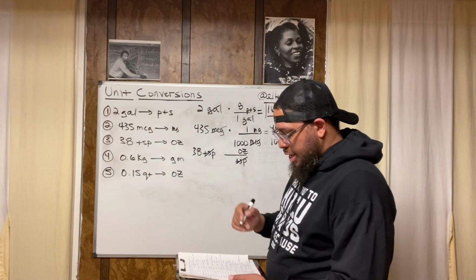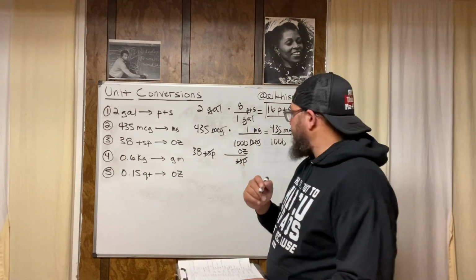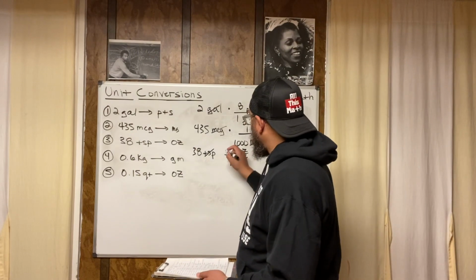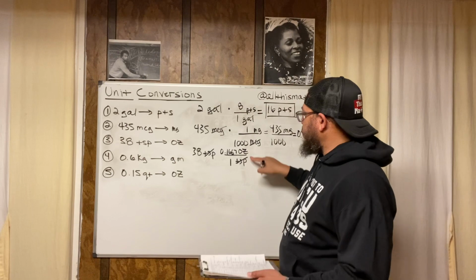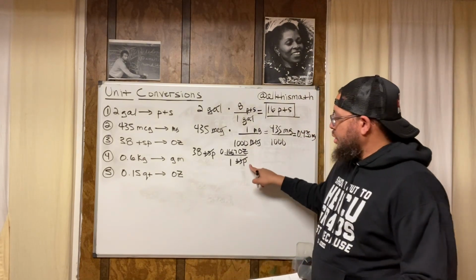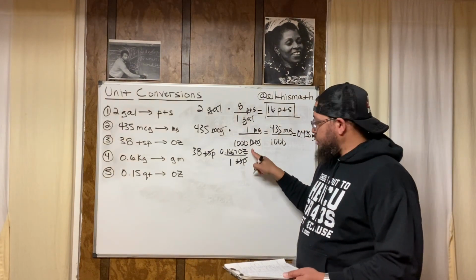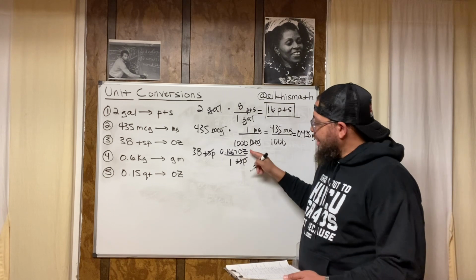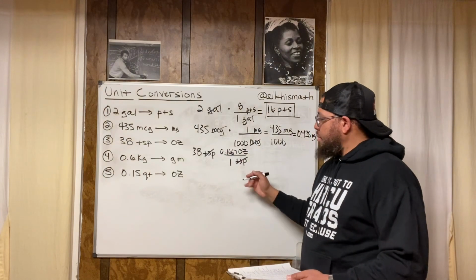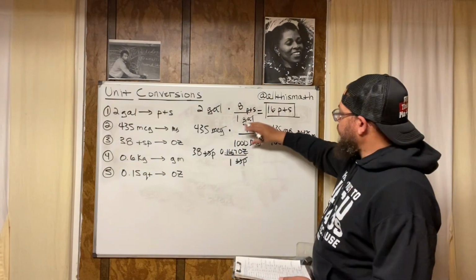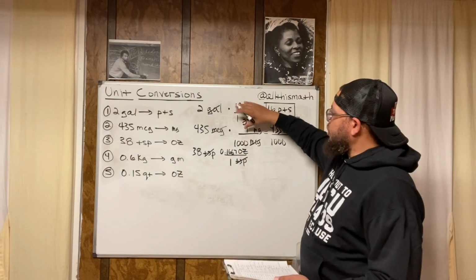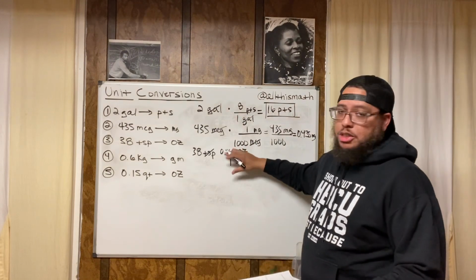1 teaspoon is 0.1667 ounces. So 1 teaspoon is 0.1667. This value and this value are the same amount, right? Just in different units. Ounces, teaspoons, ounces, teaspoons. This many ounces is the same amount as this many teaspoons. That's why this fraction is equal to 1, right? Your fraction must be equal to 1.